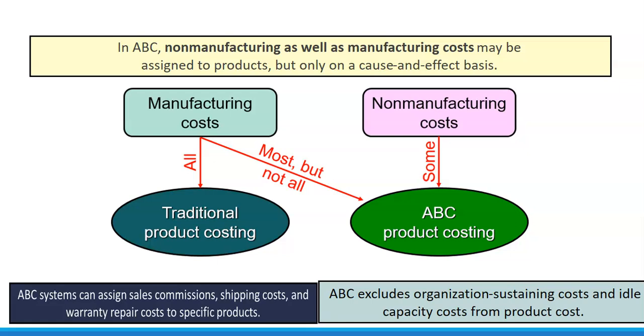It's because in activity-based costing, we might also be looking at non-manufacturing costs under a cause and effect basis. So we know that the reason this can't replace our traditional costing system is because our traditional costing system using absorption costing can only include manufacturing costs in our product costs.